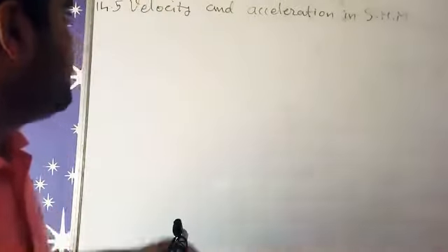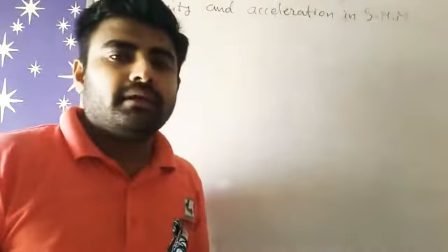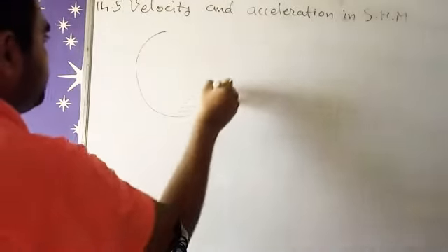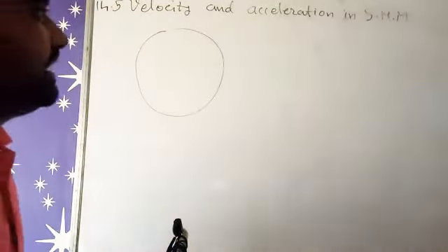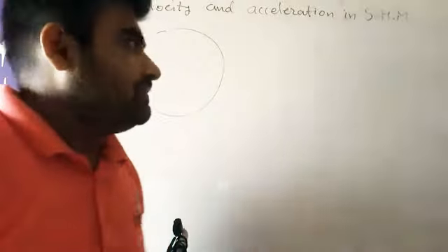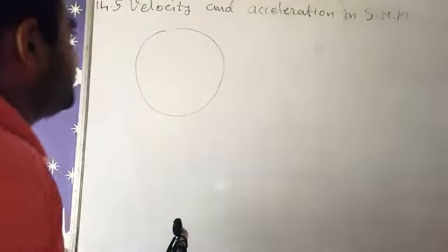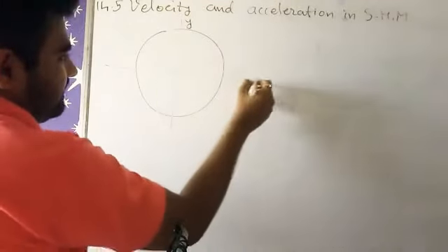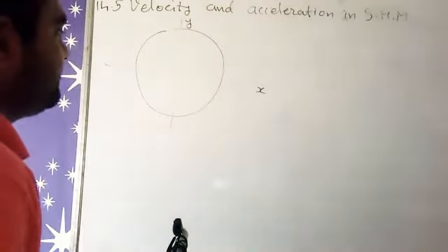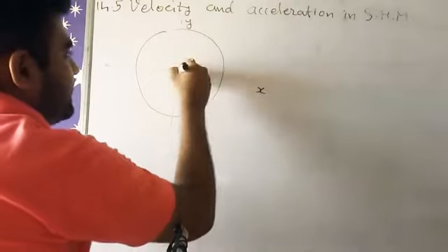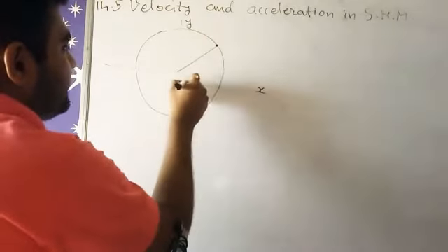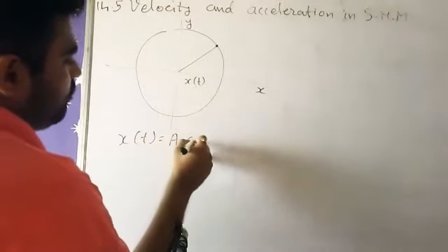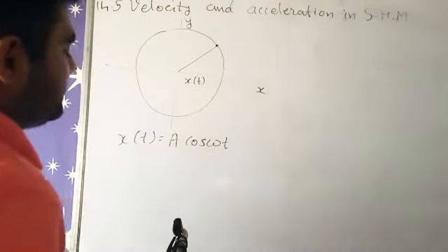Today's topic is velocity and acceleration in SHM. Earlier we discussed this graph, right? It is what we get whenever we tie some stone and rotate it circularly. So this is y and this is x, right? It starts from, for example, this point. So we get x of t equal to a cos omega t, right?